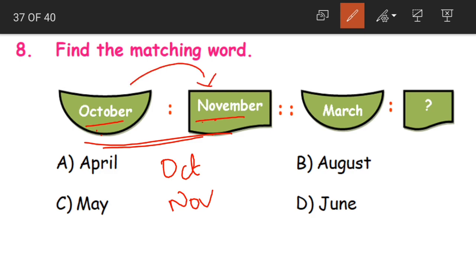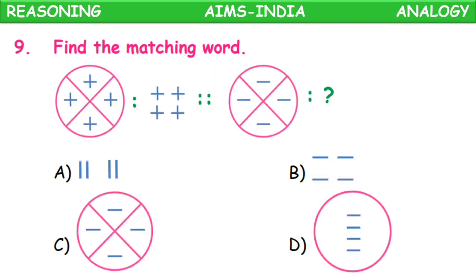Yes, it is the next month. November is the next month of October. In the same way here, this word should be the next month of March. So what do we get after March? April. So option A, April, becomes our correct answer.